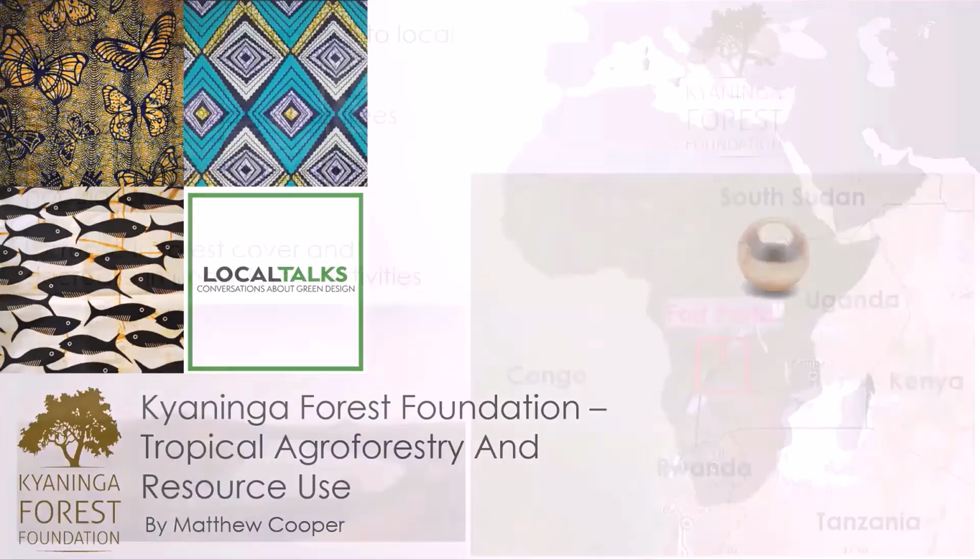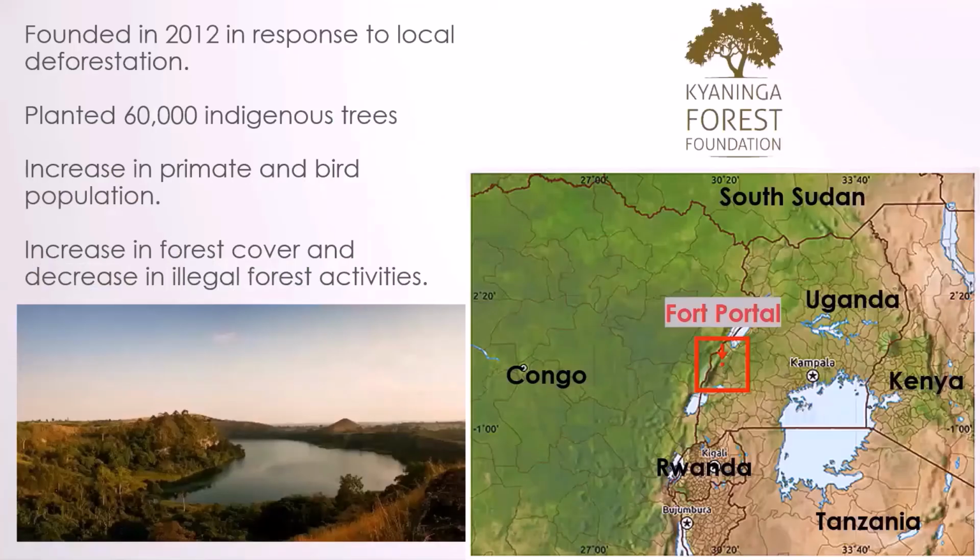So Kyaninga Forest Foundation was started in 2012. At this point, I was still working at Kyaninga Lodge, and we became very aware of the rapid rates of deforestation taking place. So we started growing indigenous trees and giving these out to local communities just to try and combat the extreme levels of deforestation. Over the last 8 years, we've distributed around 60,000 indigenous trees, and because of that, we've seen the forest recover quite strongly, and also the biodiversity within the forest start to come back.